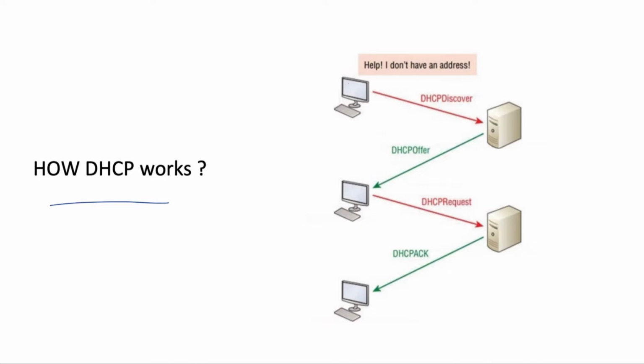So first, the client that doesn't have any IP address sends a request called DHCP discover. It says that I do not know what my IP address is, so here the source IP address will be just 0.0.0.0, right? And the destination IP address will be 255.255.255.255, which means it is saying that I want to broadcast this and don't know my address. So this is the source IP address, this is the destination IP address, and this message is called DHCP discover.